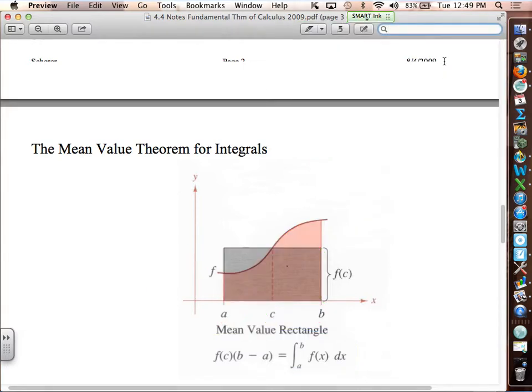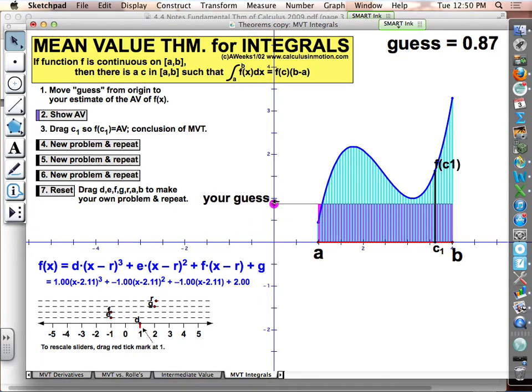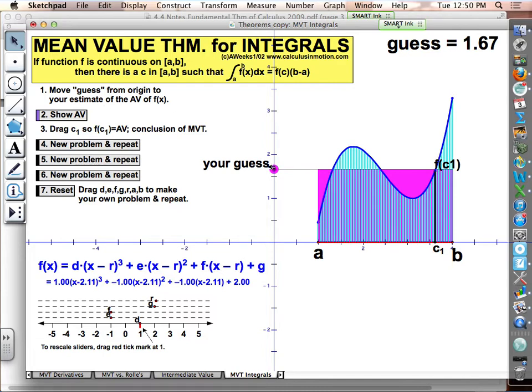All right, so let's look at a sketchpad simulation. This is a pretty neat simulation here that shows you the mean value theorem for integrals. So if you look at this, we have the area under this curve here, and what we want to do is create the rectangle so that the pink area is equivalent to the green area. So the area of the pink rectangle equals the area underneath the green curve there. So we've got to estimate.